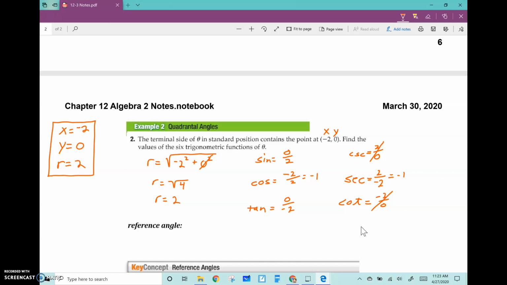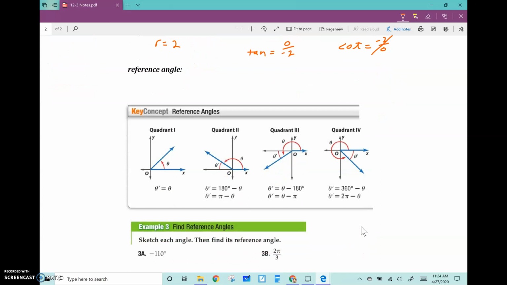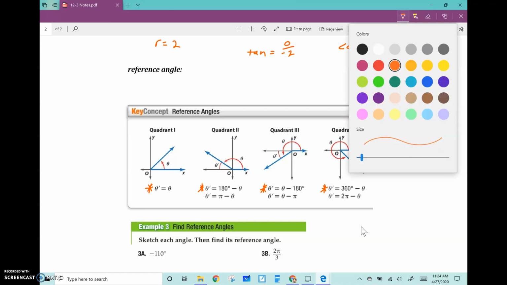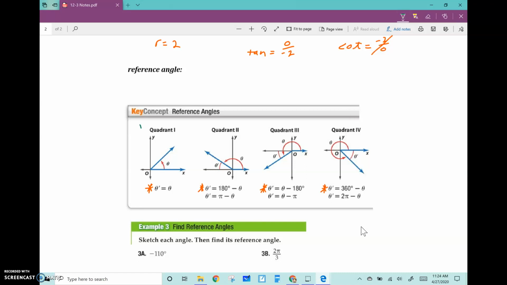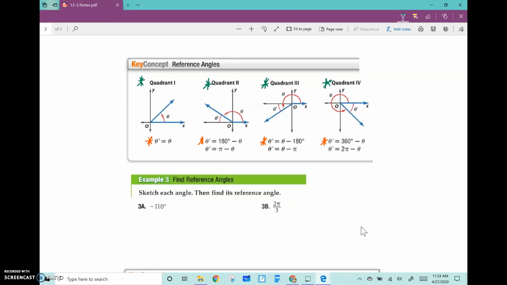All right, so let's move on and look at reference angles. Okay, the main part of reference angles, what we're going to use is this guide right here, where I'm starring, and we're going to have to pay attention to what quadrant that angle points to. Okay, so let's go ahead and try 3A and 3B to figure out what reference angles are.